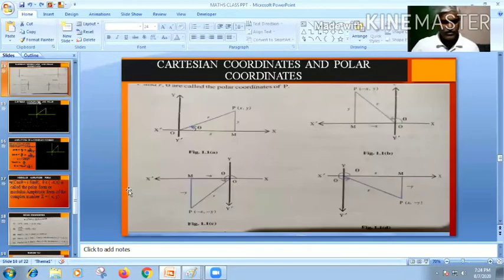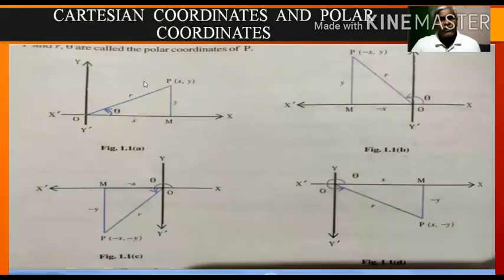Now let us consider this. The relation between Cartesian coordinates and polar coordinates. As we know, any complex number can be written in the form of an ordered pair. If z is equal to x plus iy is a complex number, it can be represented as an ordered pair x, y. Suppose both x, y are positive.